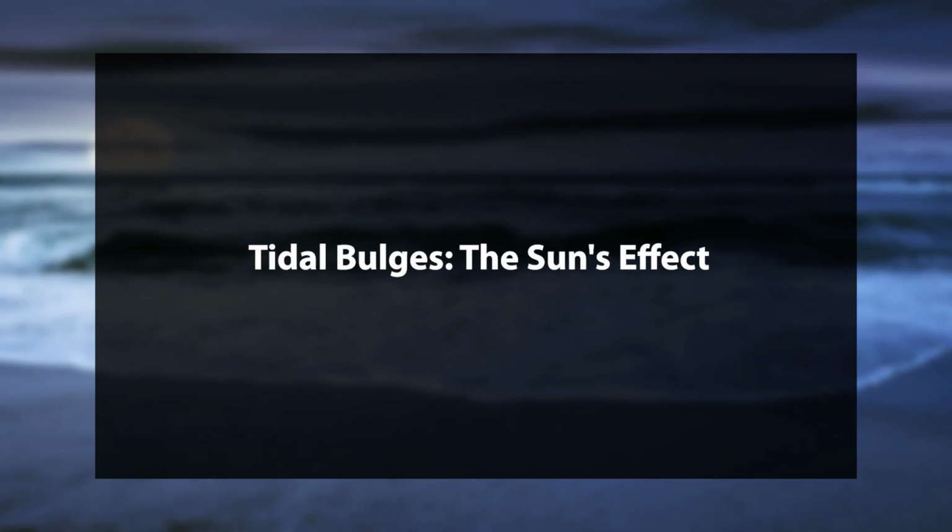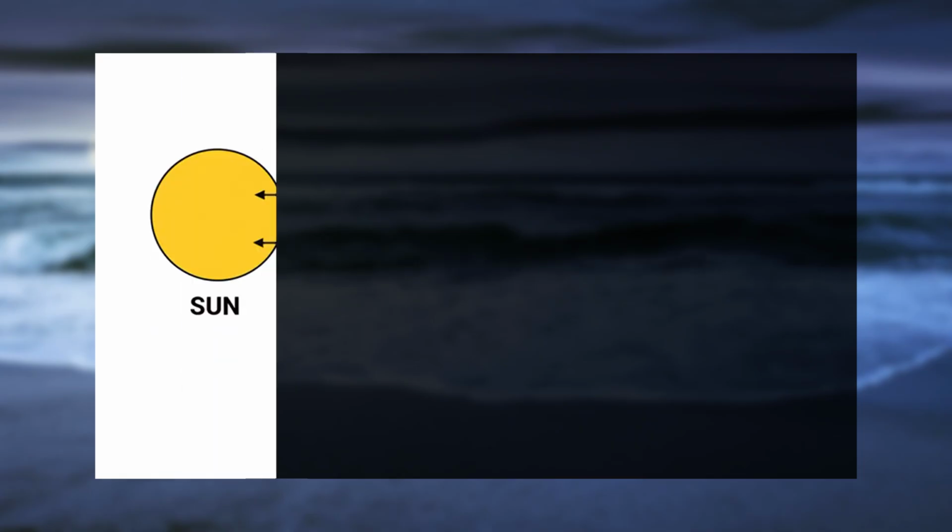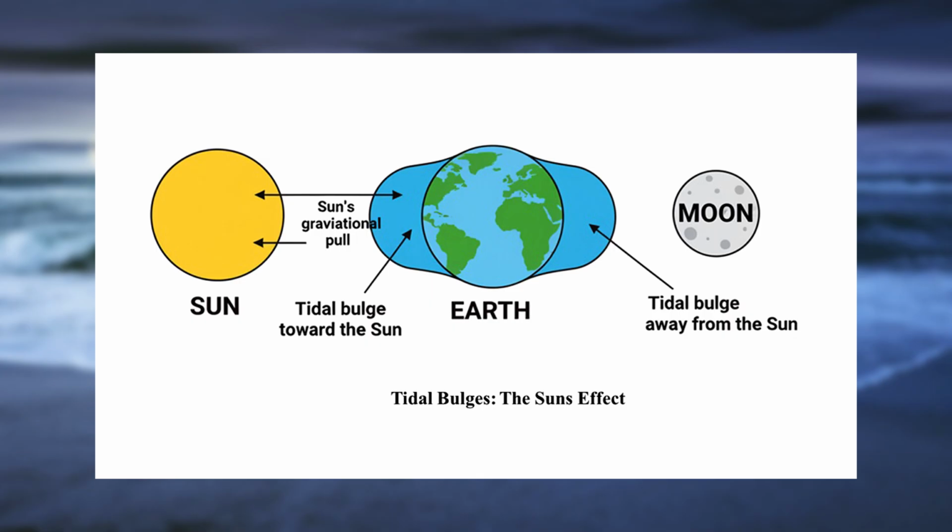Now, regarding the tidal bulges and the sun's effect. The sun affects the tides too, like the moon. The sun produces tidal bulges on opposite sides of earth, one oriented towards the sun and one oriented away from the sun. These solar bulges, however, are much smaller than the lunar bulges. Although the sun is 27 million times more massive than the moon, its tidal generating force is not 27 million times greater than the moon's. This is because the sun is 390 times farther from the earth than the moon.